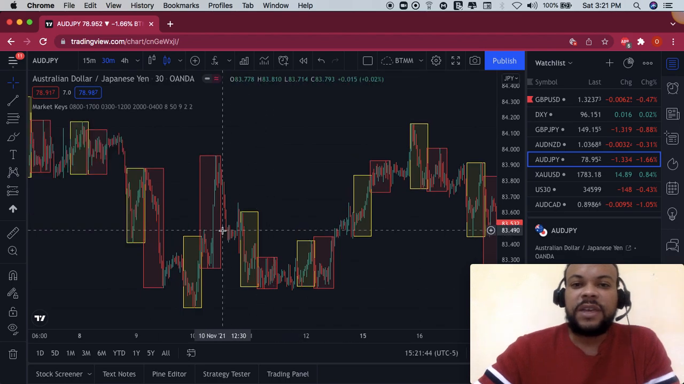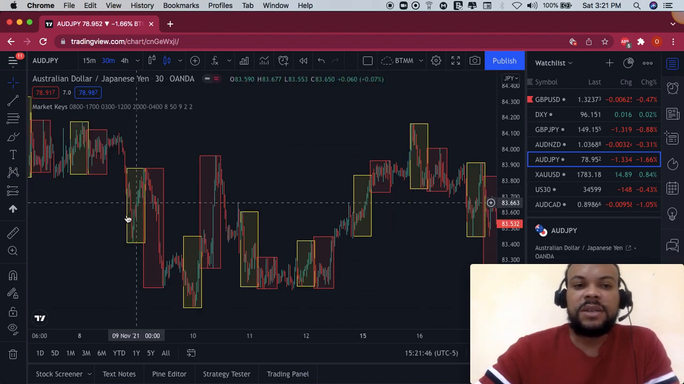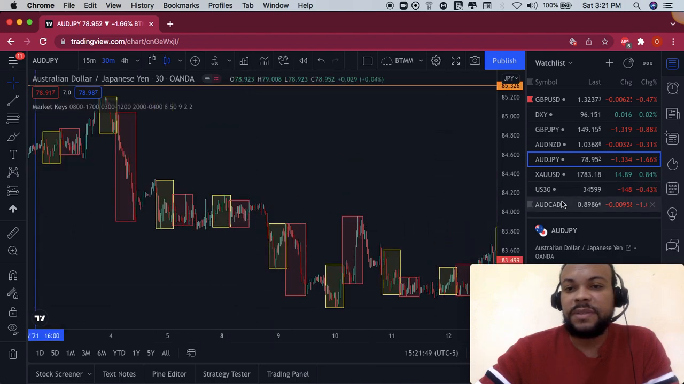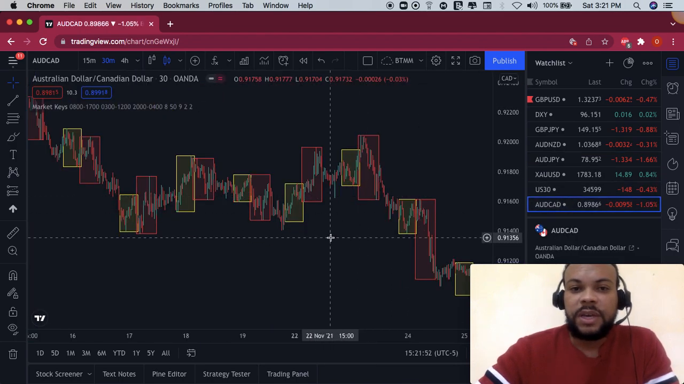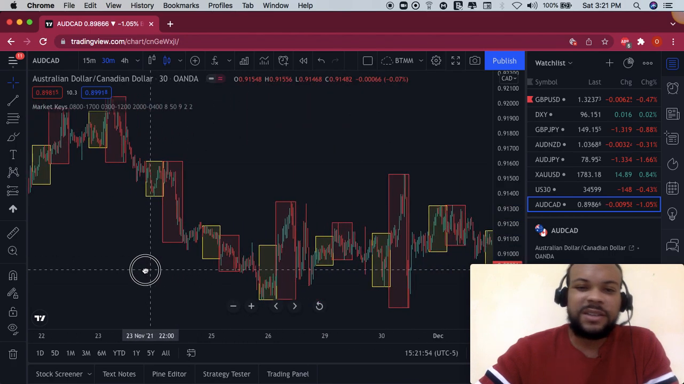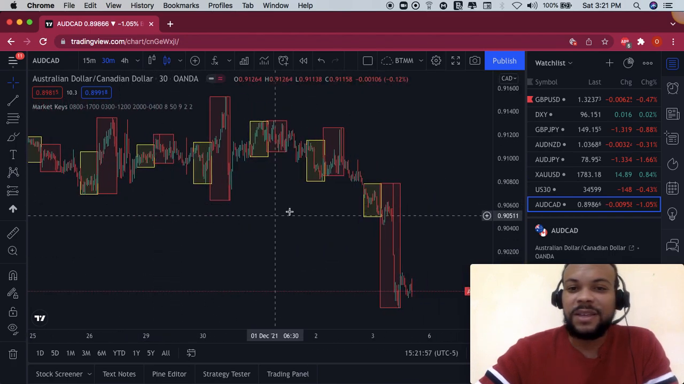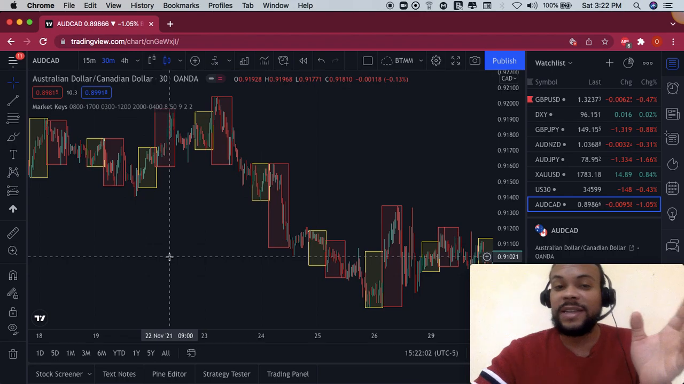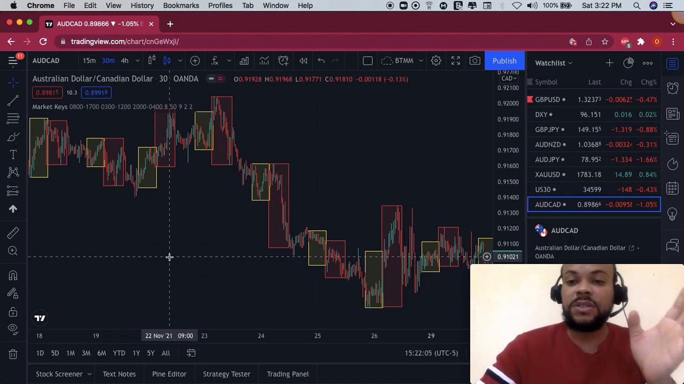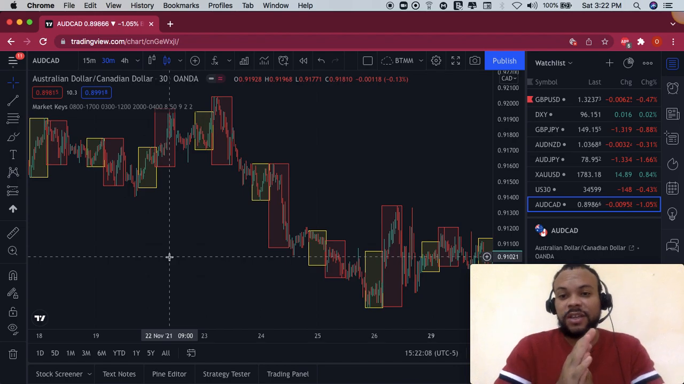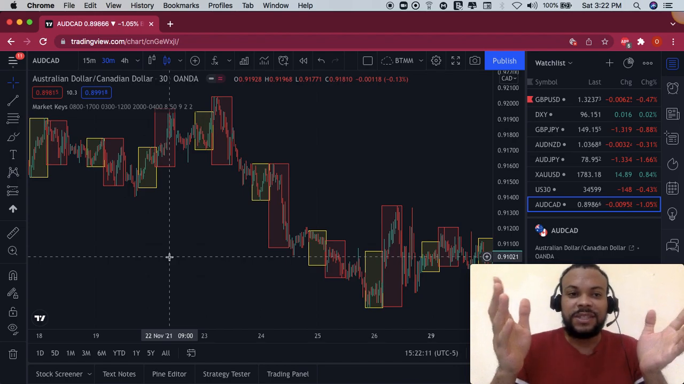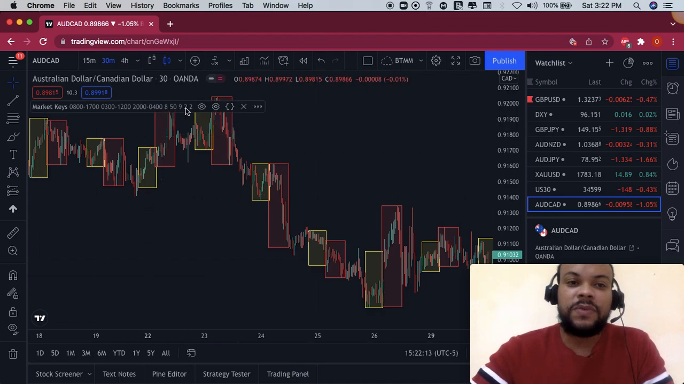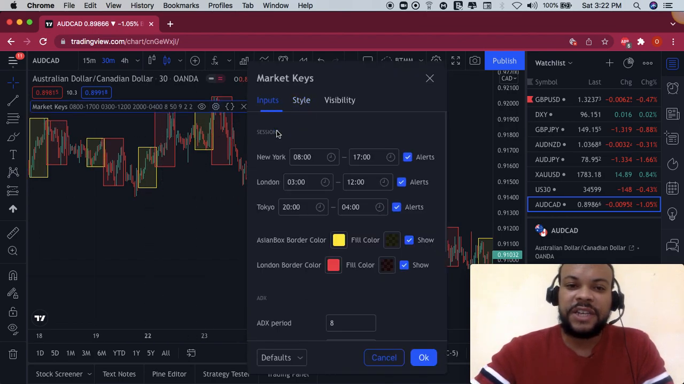It's not significantly bigger than the London session, but it does give a lot of movement. Let me look at AUD CAD. Yeah, it's not going to be a significant amount of movement, but it does give some movement. But generally, what you guys can see is that most forex volume is traded during the London session. I'm going to remove the box for Asian so you can see everything. Let me remove Asian, because that's Tokyo.